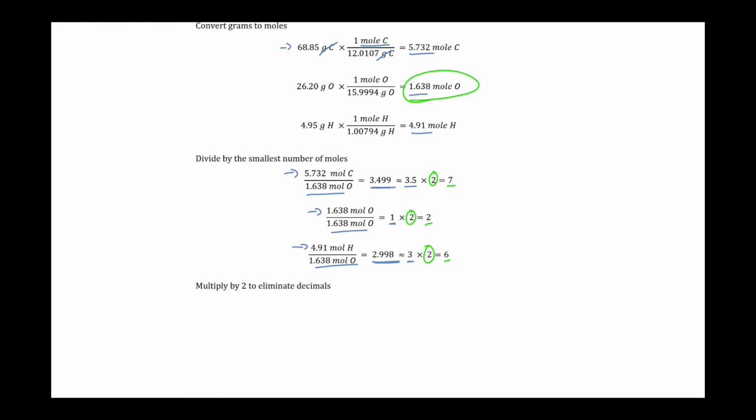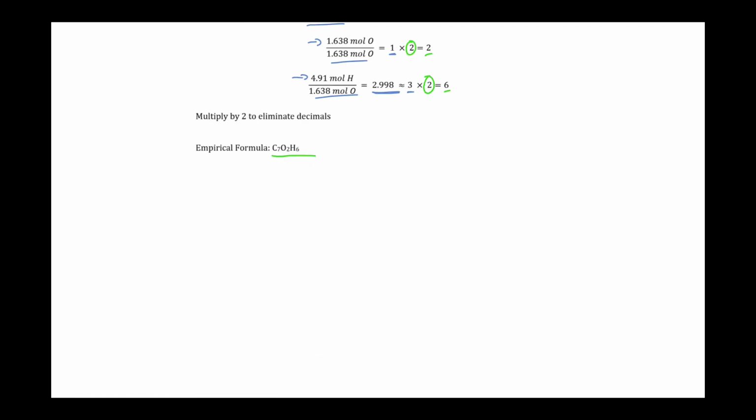My empirical formula is C7O2H6. While this is not my molecular formula, let's take a look at the molecular formulas of the known acids and just see if we can get one to match.